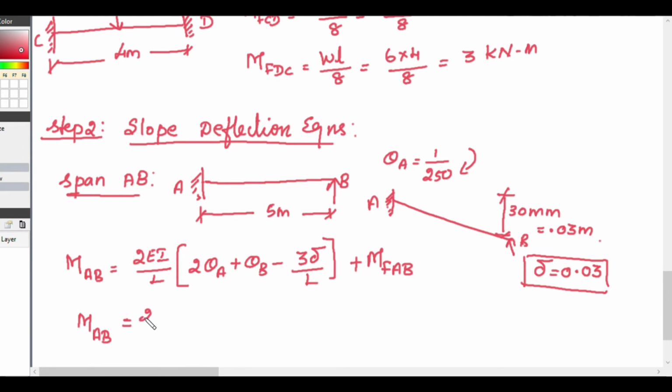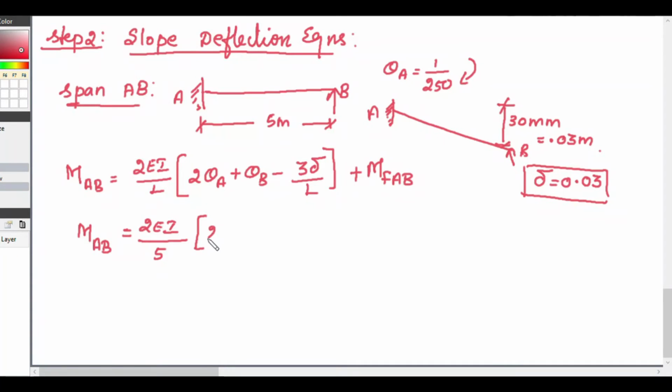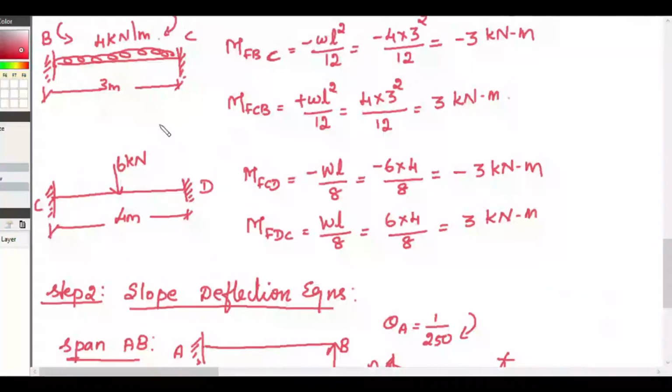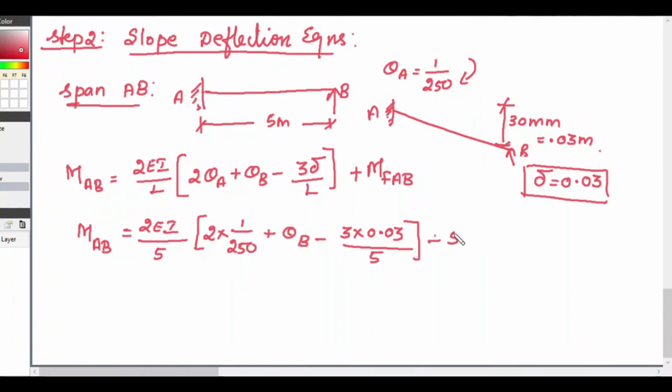So what you get is 2EI by L, L is 5 meter, into 2 into our theta A is 1 by 250 radians. So 1 by 250 plus theta B minus 3 into delta value is 0.03 divided by 5 plus our MFAB, the value for fixed end moments of AB is minus 5. So it is minus 5. This is your equation number 1.